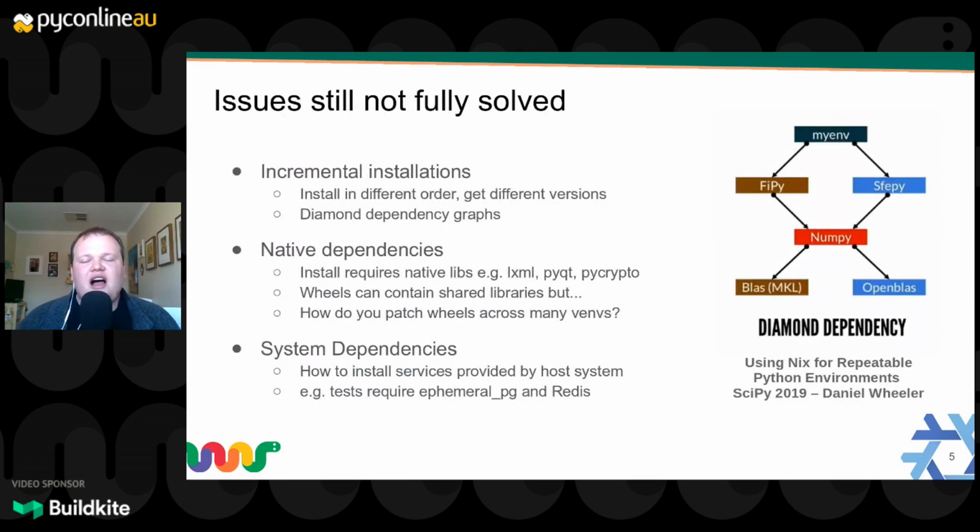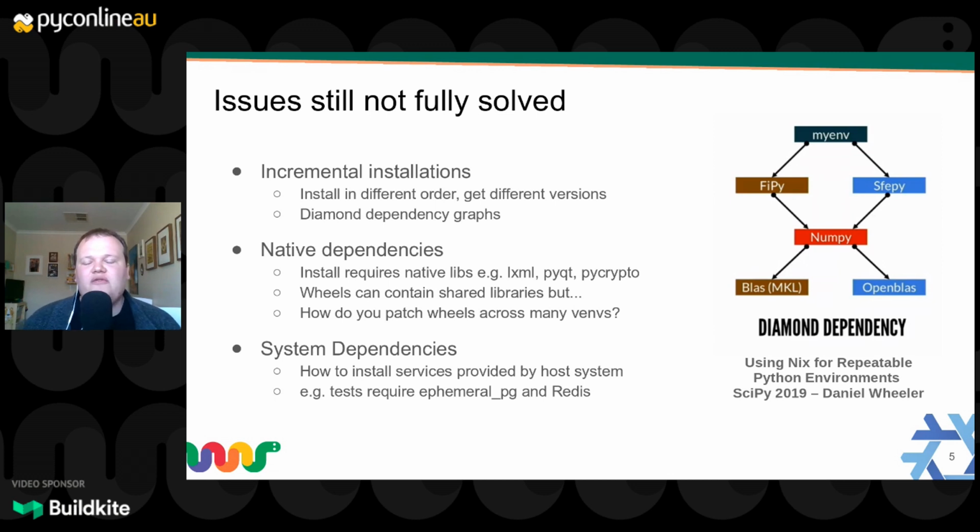There's a lot of issues that aren't still fully solved. We're still sort of doing incremental installations. So these package managers install things one after the other, and the order that you install things really has a big difference on what you actually get. I've got this picture, taken from Daniel Wheeler's fantastic SciPy 2019 talk, which you should definitely watch.